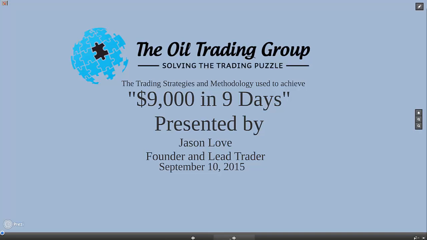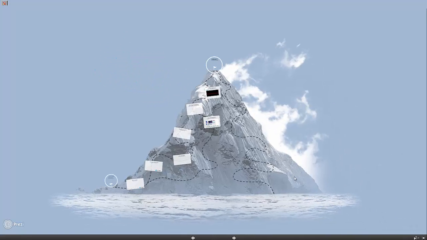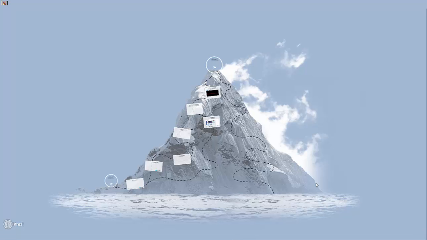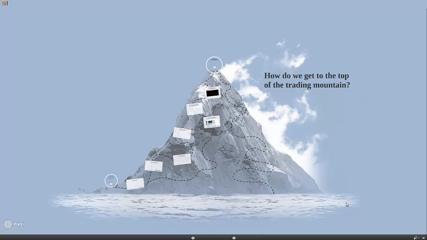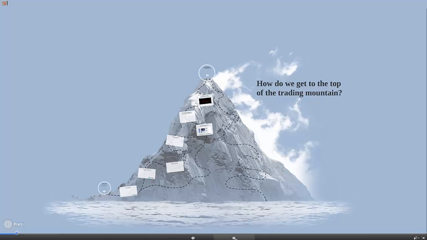All right. So our first slide here, right, is the trading mountain, right? We all are looking for, how do we get to the top? Really, that's the question here. How do we get to the top of the trading mountain? We all strive. The mountain, by the way, the top of the mountain looks different for all of us, and we all strive to get there. But some of us fall short. Some of us make it. That is always the question, though, is how do we get to the top of the trading mountain?